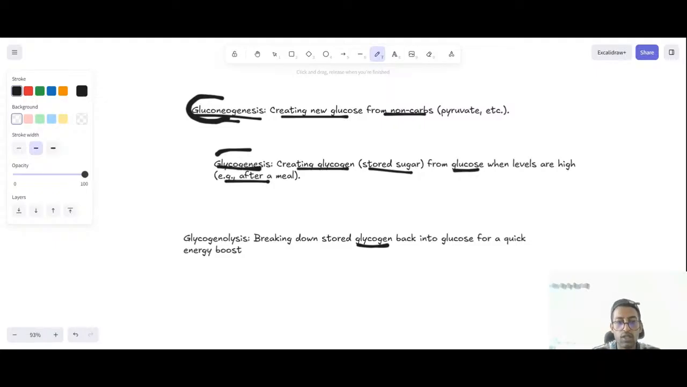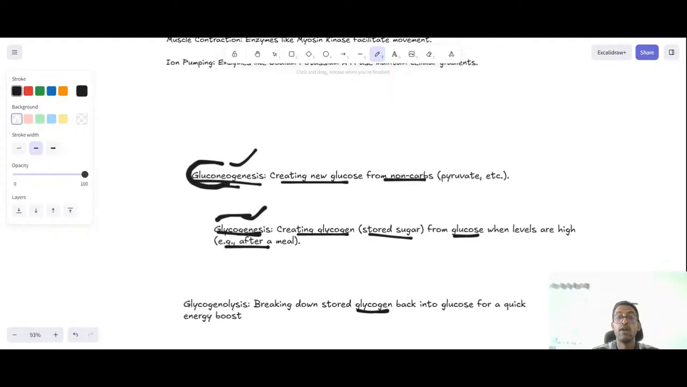So glycogen and gluconeogenesis. This is gluconeogenesis. This is glycogenesis. So glucagon is a hormone, so it induces the creation of glucose from non-carbs. Okay. Whoa, whoa, whoa.